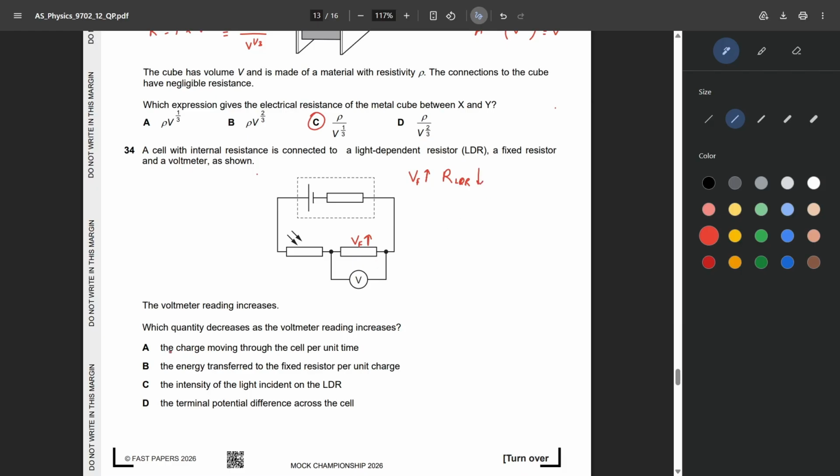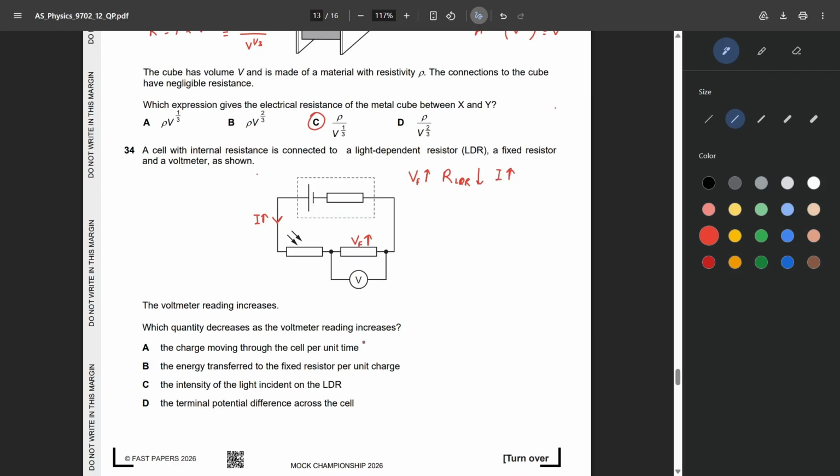Okay, let's check the options first. The charge moving through the cell per unit time. Okay, so if the resistance of the LDR decreases, the overall resistance of the circuit decreases, right? If the resistance of the circuit decreases, the current flowing through the circuit increases. The current has to increase.